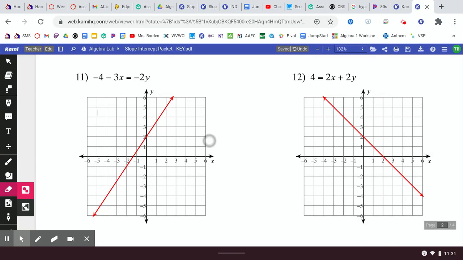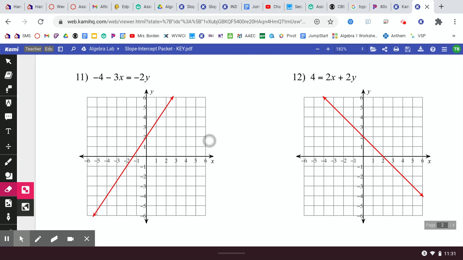For number 11, you would have moved the -4 and the -3x over to the right. You would have moved the 2y over to the left. Then you would have divided by 2 and got it in y equals mx plus b. Does anybody need to see that one worked? Your b should end up being a 2, and your slope should end up being, what, -3/2? Is that right?